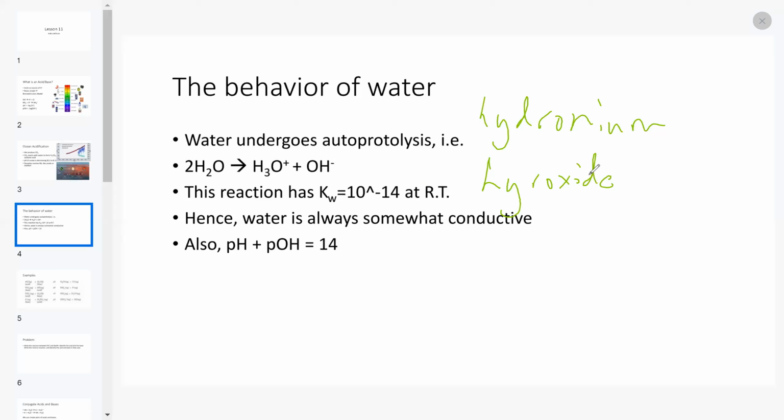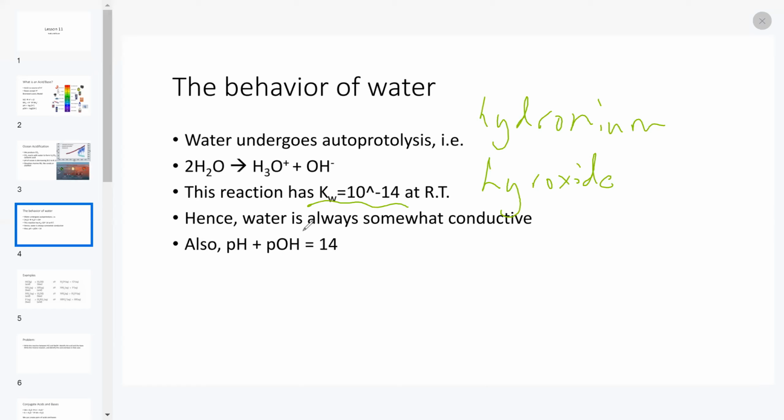And this reaction has an equilibrium constant of 10 to the minus 14. So we have Kw equals 10 to the minus 14. And this is at room temperature. So you may have heard a lot of people say that pure water is electrically non-conductive. But it turns out that you will always have a very, very small concentration of these hydronium ions and these hydroxide ions, which will give rise to some very small conductivity.